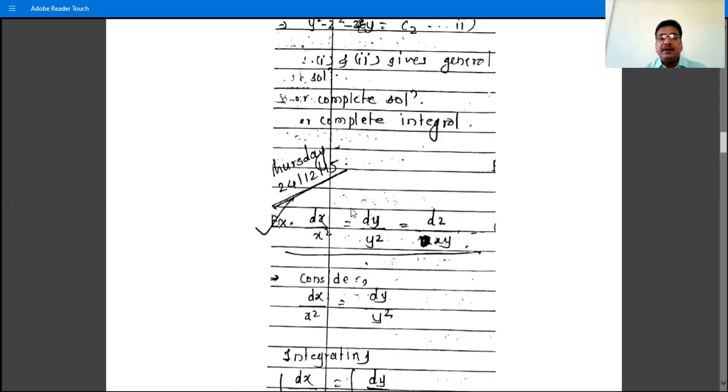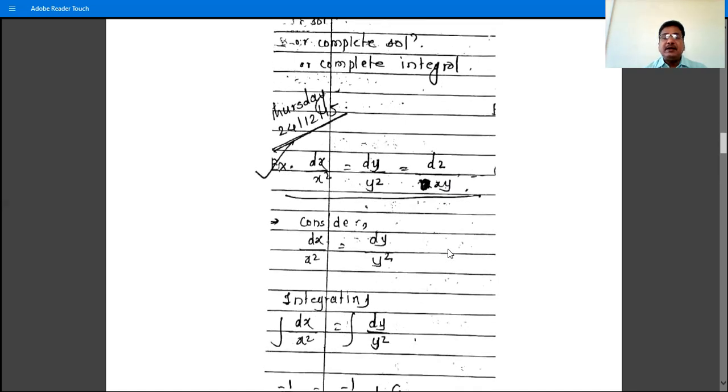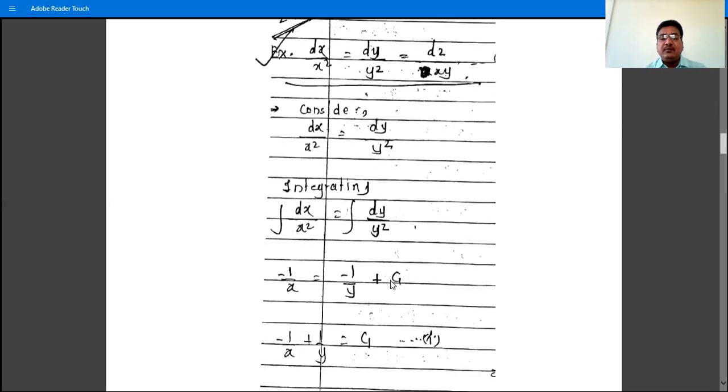So next example, dx divided by x square, dy divided by y square, dz divided by x into y. The first method is applicable to this example. Dx divided by x square and dy divided by y square. So z is absent in these first two ratios. So consider these two ratios and integrate both sides.